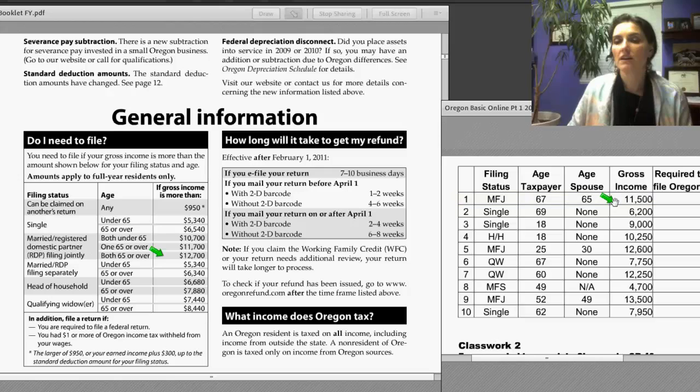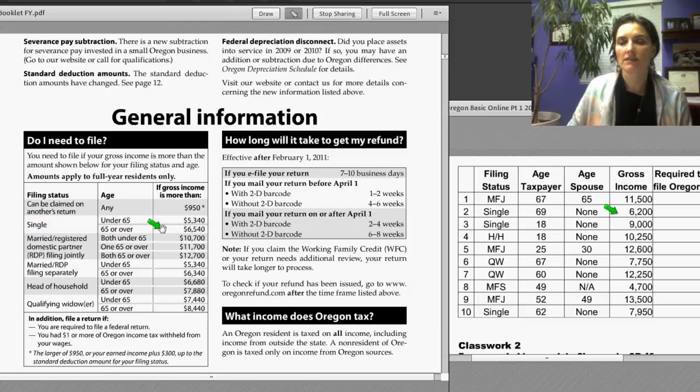On to question number 2, we have a single filer, age 69. The income earned is $6,200, but we move over and we're only required to file if the income exceeds $6,540. So question number 2, not required to file. Question number 3, single, age 18, $9,000 of income. Is the income more than $5,340? Yes, it is. So number 3 is required to file.